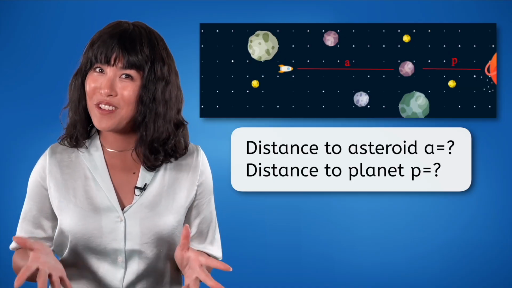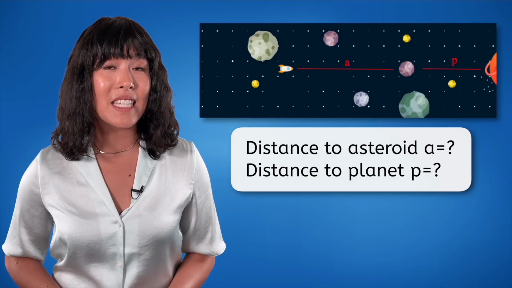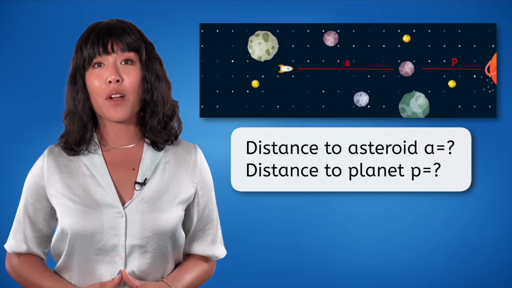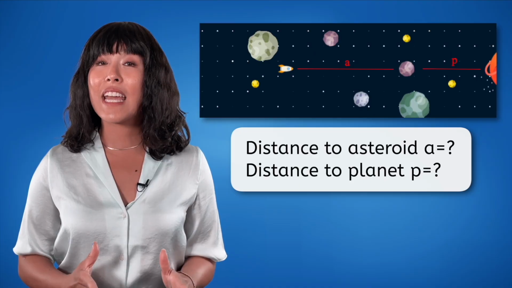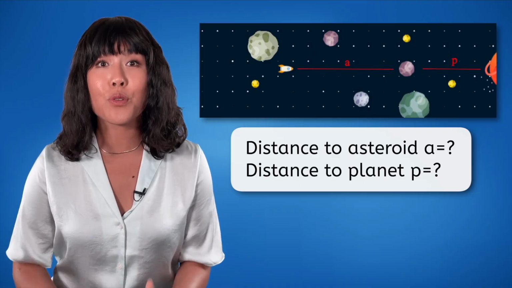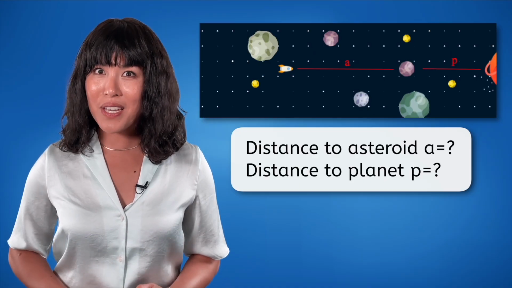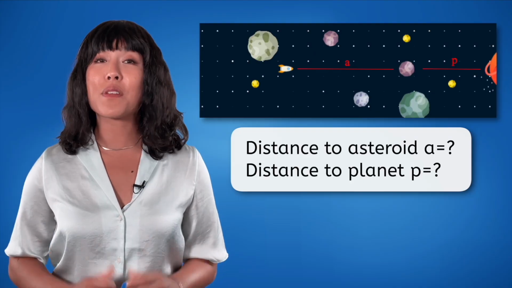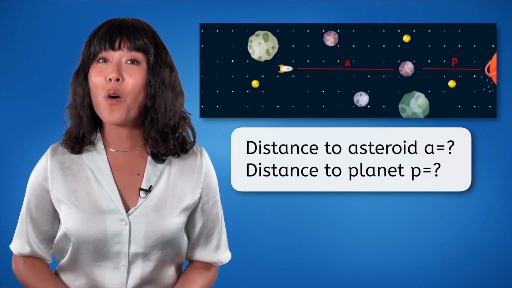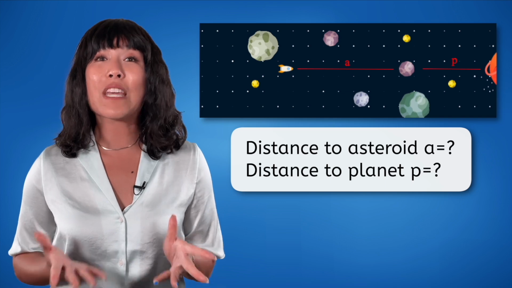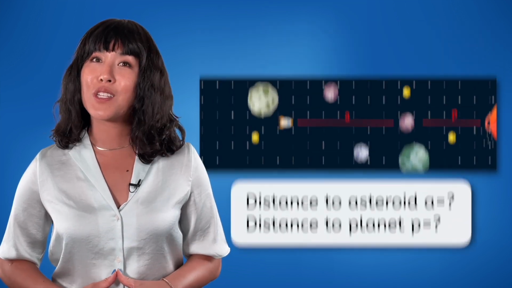So, let's try it out. Calculate the distances from the map. Assign them to variables A and P, and these variables will be used to navigate around the asteroid and to the planet. Pause the video here and work on the task named Variable Movement 3. When you finish that, you can also use your skills to complete the Orbiting the Planet 1 and 2 tasks.